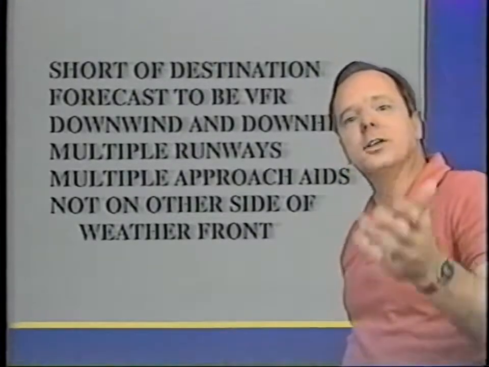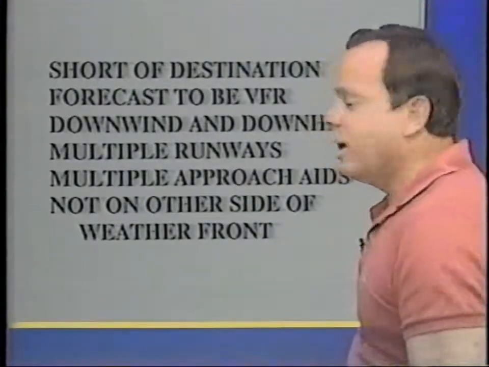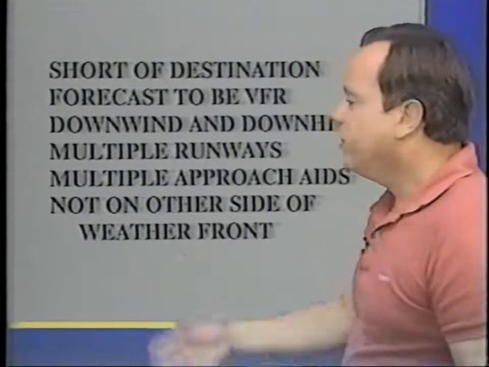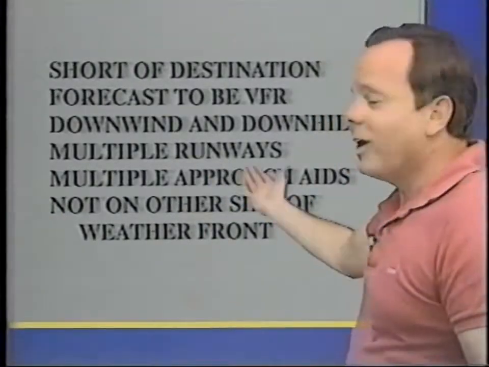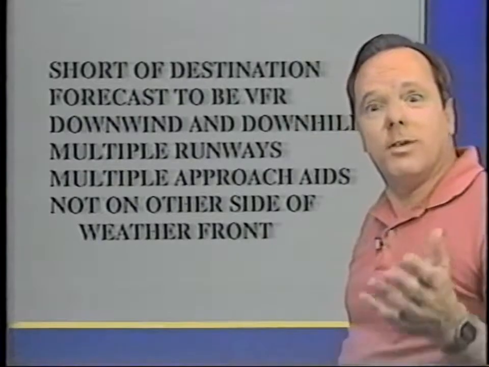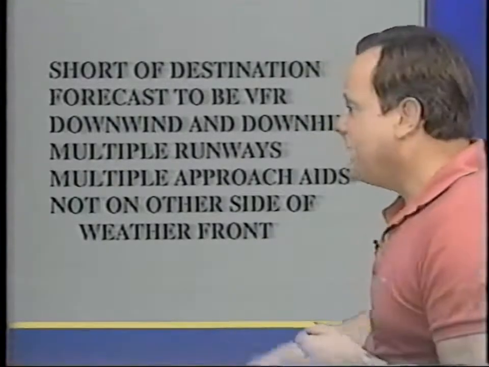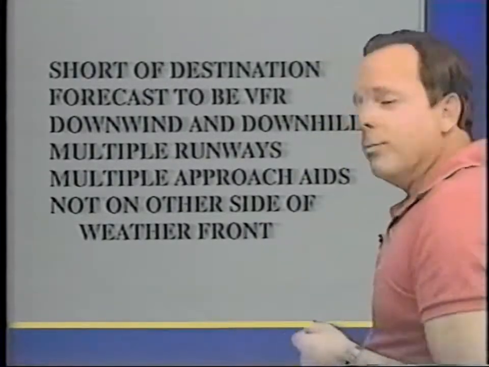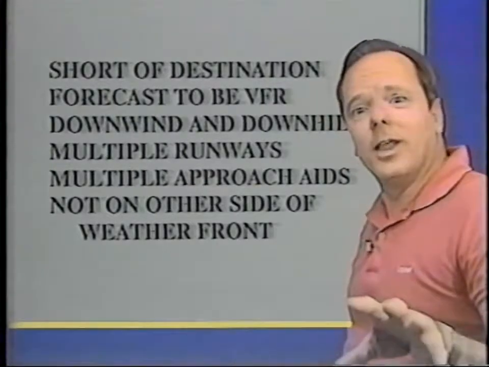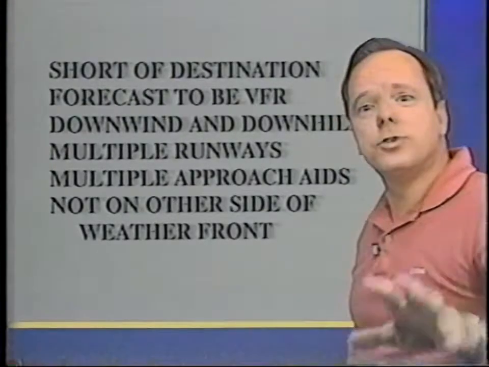Runways get flooded, you get snow plows on them, you get trucks on them, you get disabled airplanes on runways. If you have multiple runways, the chances are higher that one of them is going to be available for you to land on. Same way with multiple approach aids. When Murphy's Law strikes and things are going bad, they're likely to go bad all at once, and you're likely to lose your approach aids.